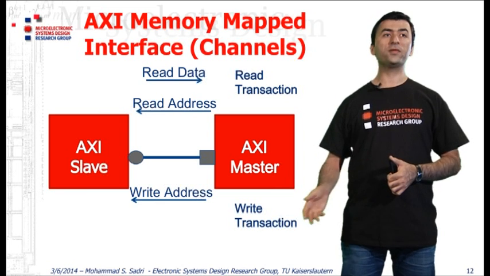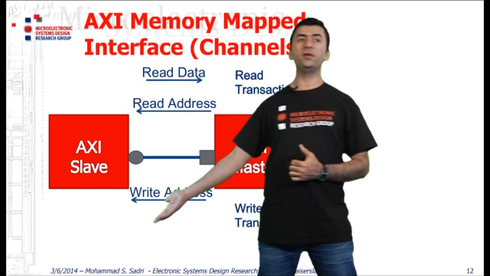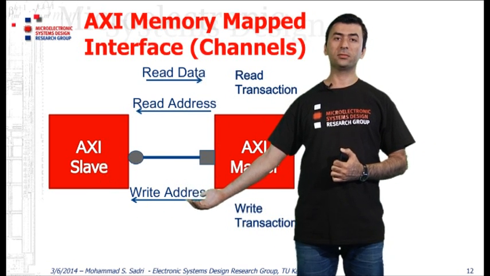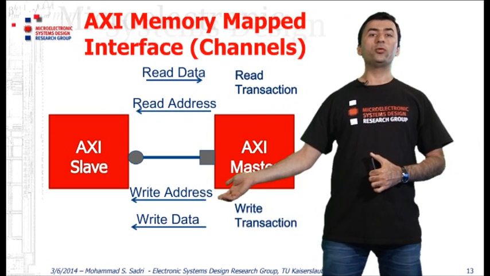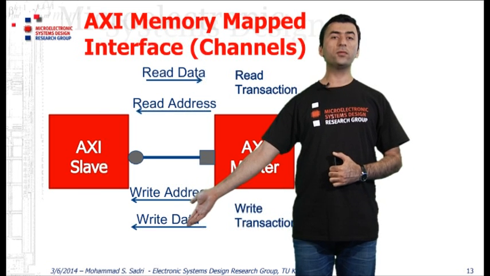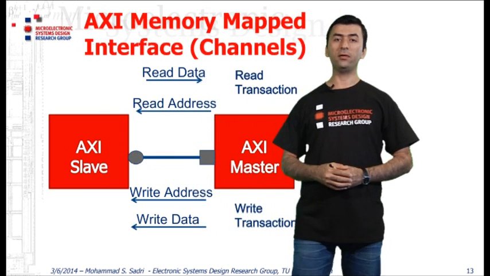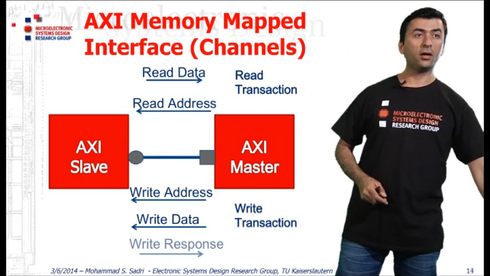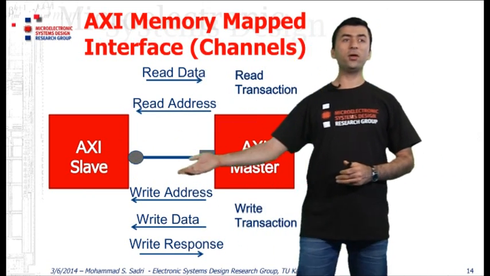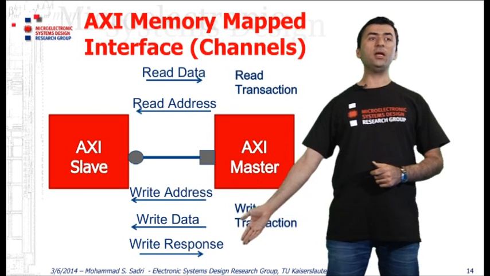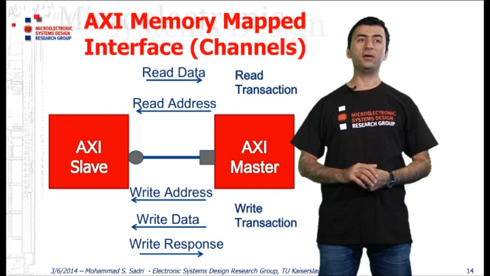First, obviously, the AXI master needs to provide the AXI slave with the required write address. Second, the AXI master should send the data that it wants to be written to the specific address at the slave side to the AXI slave. And third, the AXI slave should respond to the AXI master whether the data is transferred and written correctly or not. So we have a write response channel.